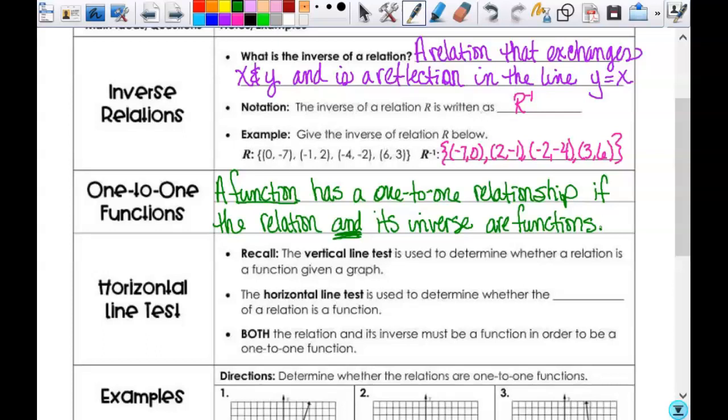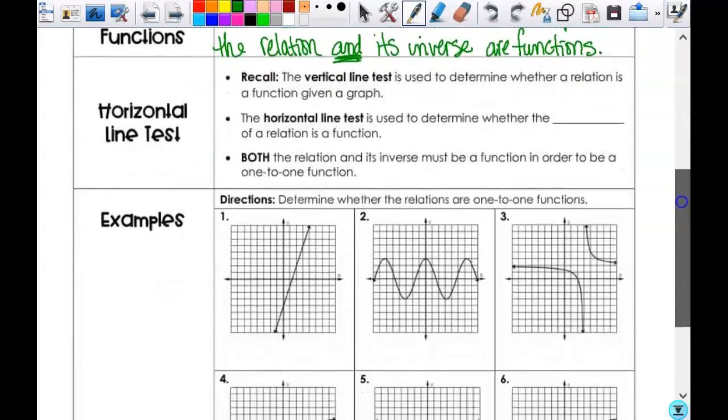So I can take a function and exchange x and y and make another relation. That relation is not necessarily a function. So it's called one-to-one if the function and its inverse are both functions. So we'll look at some that are and some that aren't. So then there's a recall. Recall means, we already know this. Recall, the vertical line test is used to determine whether a relation is a function given a graph. Okay, so if you're given a graph, then you can tell by the vertical line test whether or not it's a function.